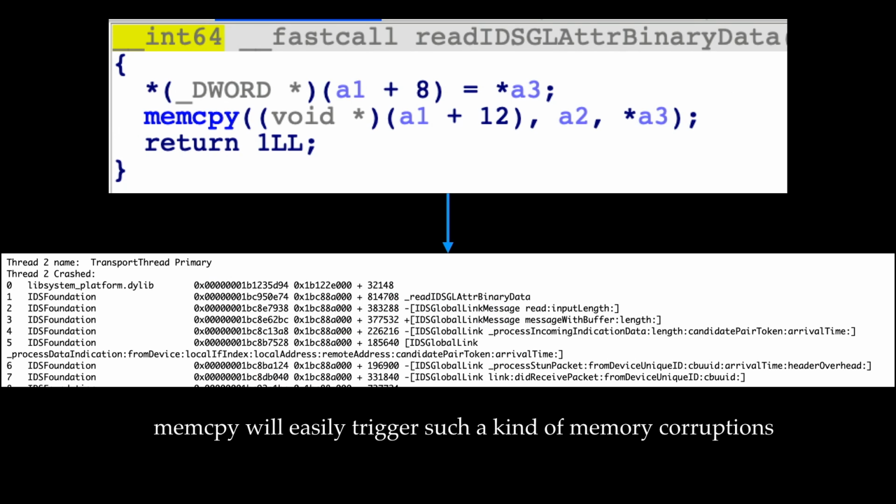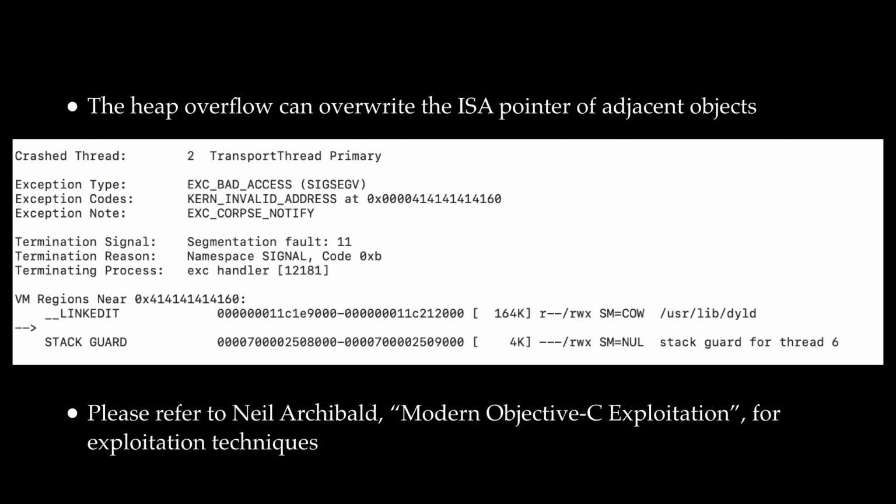If you do a fuzz here, like you randomly generate an IDS message, you can easily trigger a crash like this. This is a crash log on Mac OS, I think. And you can see the memcpy triggers the crash. We just make a little bit of modification to the POC, with some heap layout manipulation, and we can easily overwrite the ISA pointer of adjacent objects. We can trigger a crash where it tries to access 41, 41, 41. That means the adjacent object's ISA pointer is already controlled. So how to exploit it? Please refer to Neil's work, Modern Objective-C Exploitation, for more details. In short, it's not that hard.